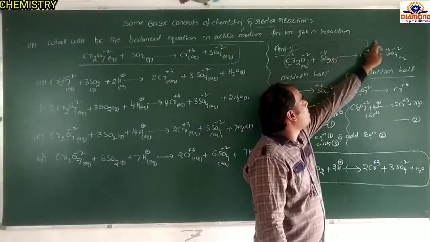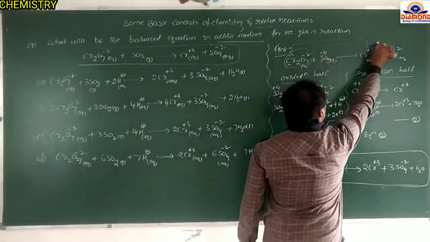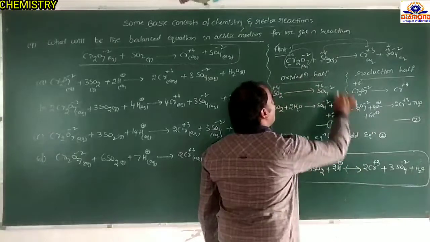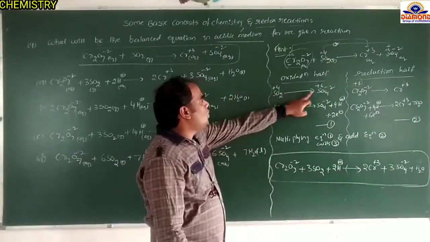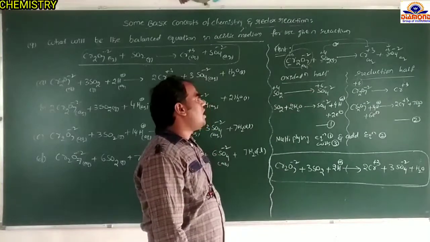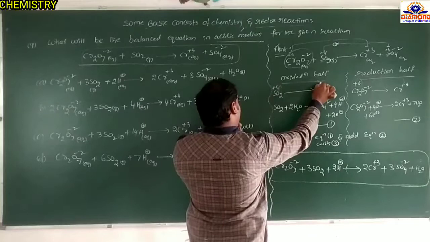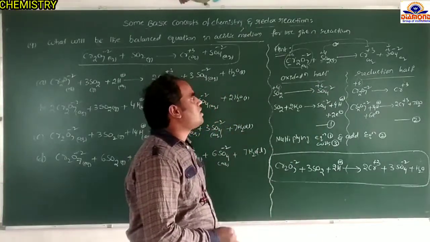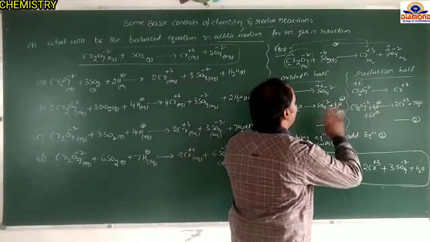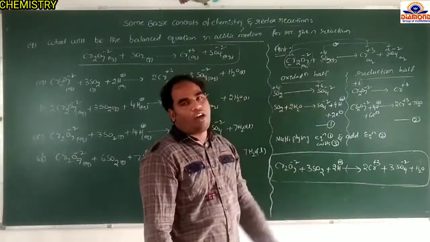Plus 4 to plus 6 means the oxidation number increases. Therefore, it is an oxidation reaction. So, SO2 converts to SO4 minus 2. That is an oxidation reaction, because here plus 4 converts to plus 6, meaning the oxidation number increases. Therefore, oxidation reaction. Next. So, first we are classifying this equation into the oxidation half and the reduction half.